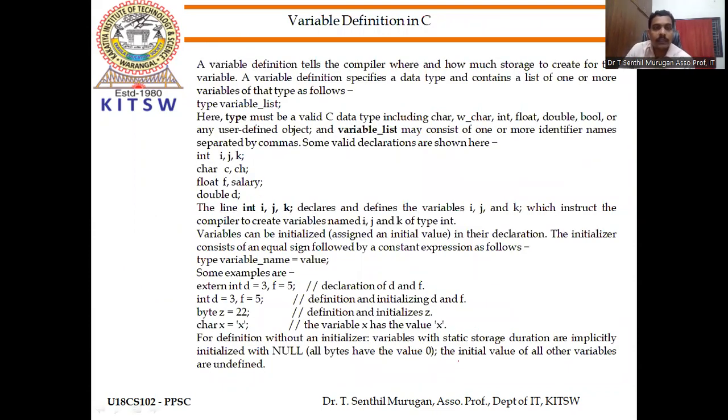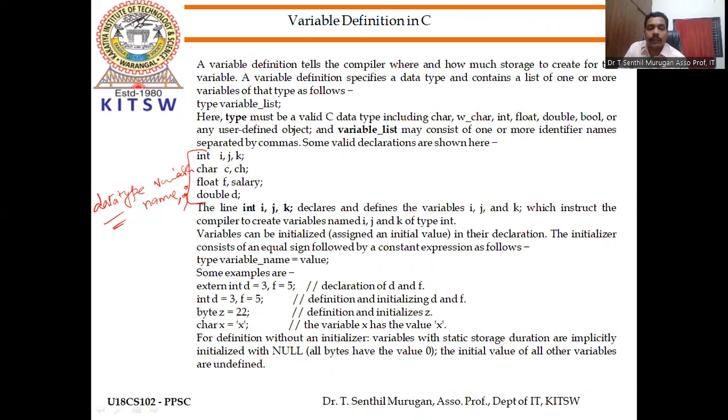Just to see here, it's a simple variable declaration, how we declare it. We already discussed data types. First is the data type of the variable, then variable names separated by commas and ending with a semicolon. So this is the declaration of the variables.